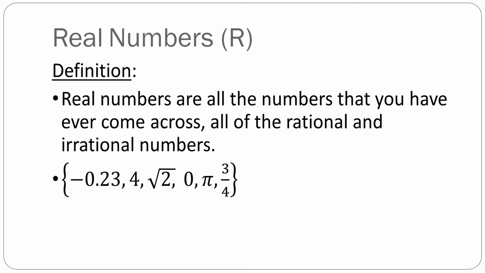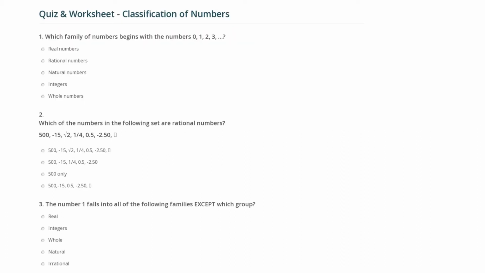Let's now talk about real numbers. Real numbers are all numbers that you have come across thus far. All the rational numbers and irrational numbers. So examples, negative 0.23, 4, the square root of 2, 0, pi, 3 over 4, or even the square root of 5 are all real numbers. Now you give it a try.